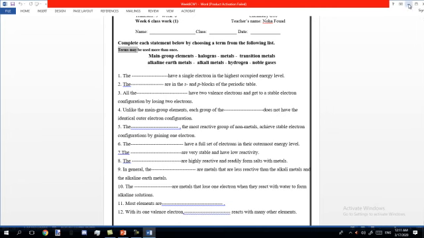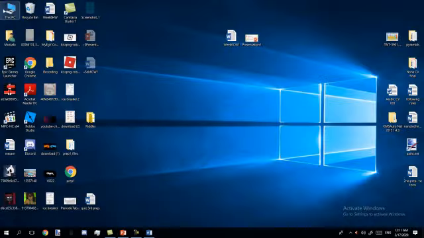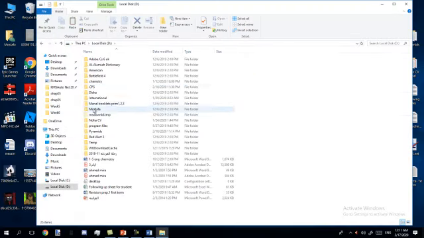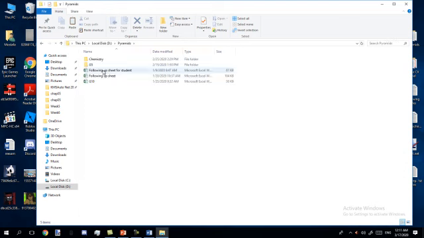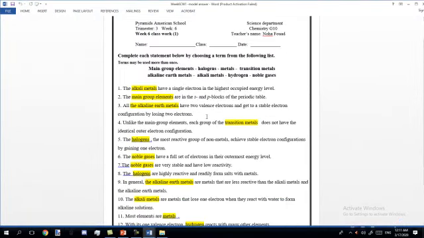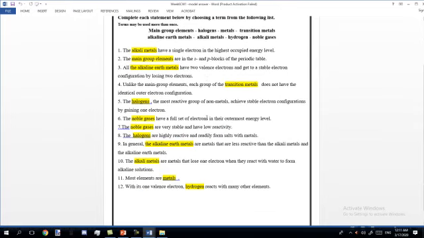So if you want the answers of this sheet, it's uploaded on the website of the school. You can see them, and here let's see the answers. These are the answers of our classwork sheet number 1.